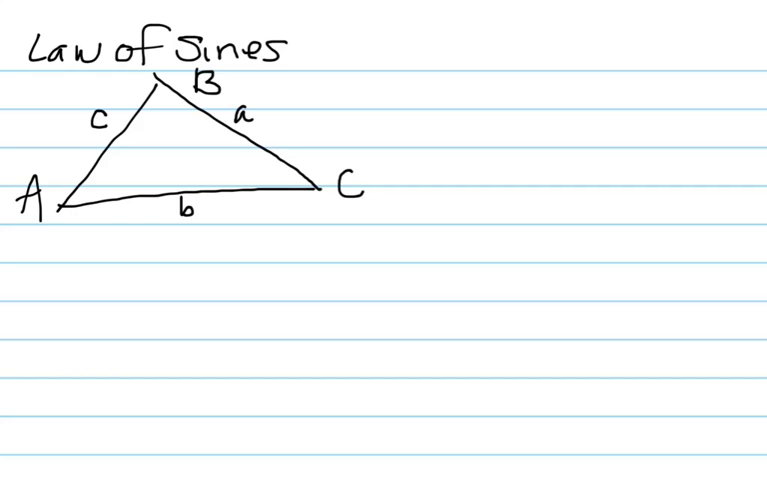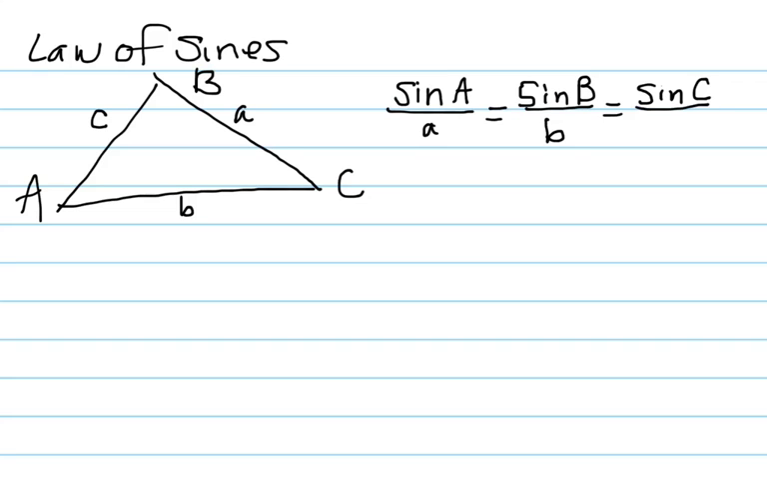Let me define the triangle. Capital letters always represent your angles. Your sides are always going to be represented by lowercase letters. The law of sines is exactly this. Sine A over A equals sine B over B, and sine C over C.